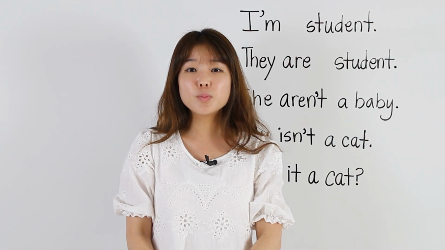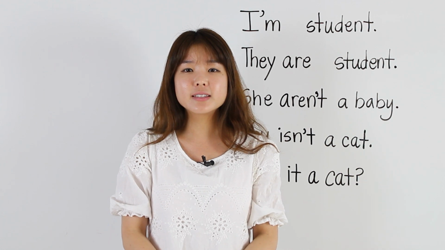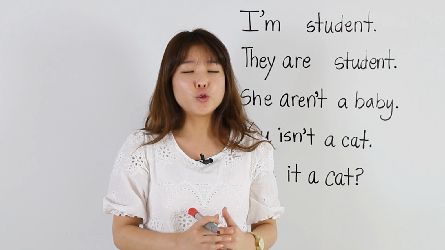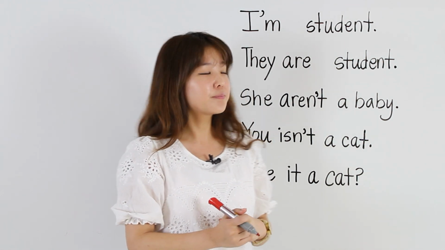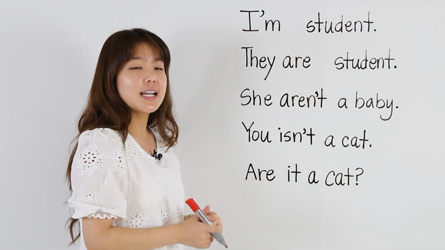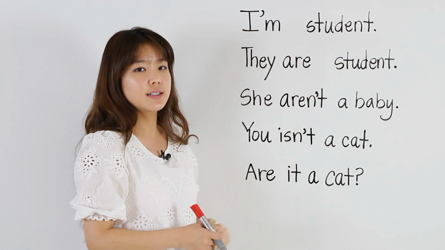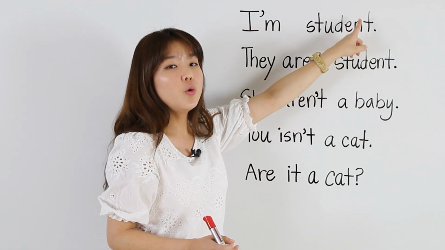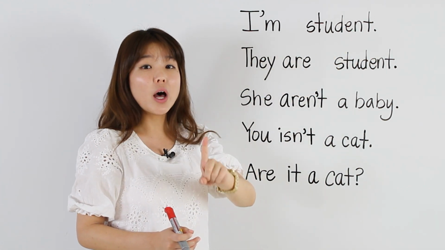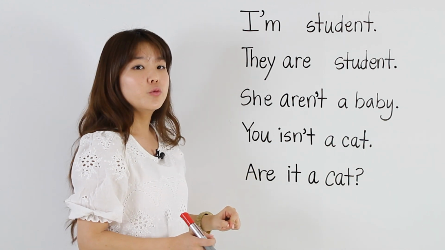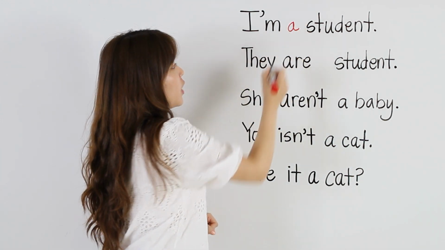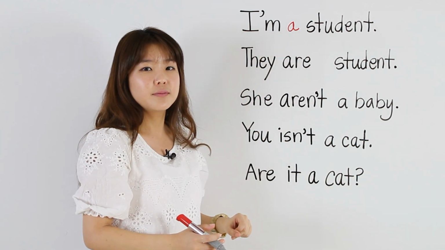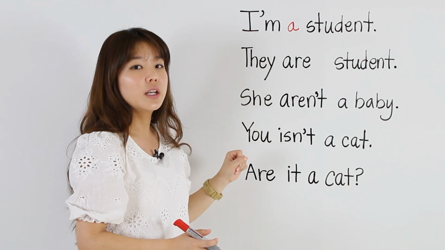Now, for this last part, we're going to look at some sentences, but there's something wrong in all of these sentences, so you have to find the mistakes. The first sentence says, I'm student. Look, student, there's no S. That means just one. So remember, if there's just one, we have to put a. I'm a student.